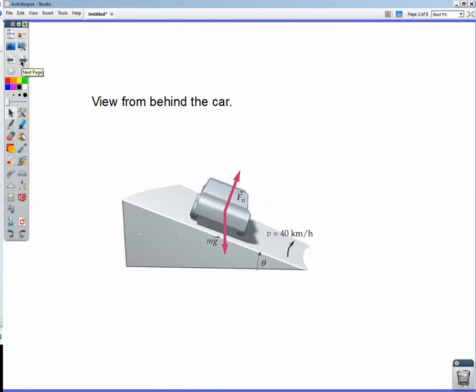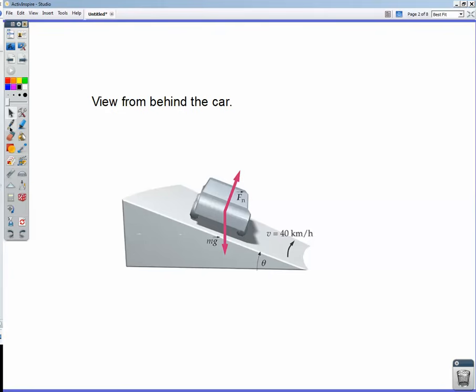So if we look from behind the car, we have a very simple free body diagram if there's no friction involved. So let's say that this is a super icy road and this car is going around a banked curve. There's no coefficient of friction. There's no force of friction. All we have is the normal force on the car and the weight of the car. And this curve has some radius r.